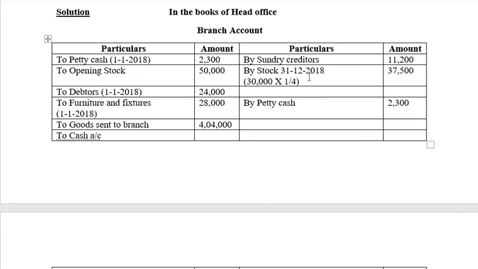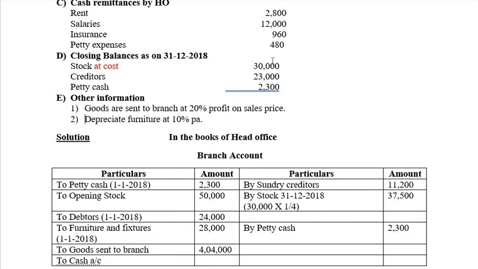By stock 31st 12 2018. Now how much is the amount? The amount is 30,000. Here, the stock at cost is 30,000. So you will take that amount and multiply by 1/4. Why? Because it is not at invoice price, it is at cost price. So you will add that 1/4. When you take 30,000 multiplied by 1/4, you will get 7,500. Now 30,000 plus 7,500 will give you 37,500.